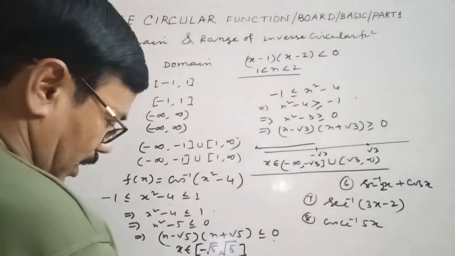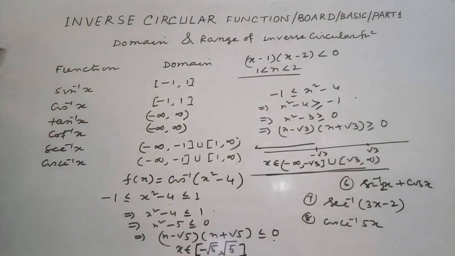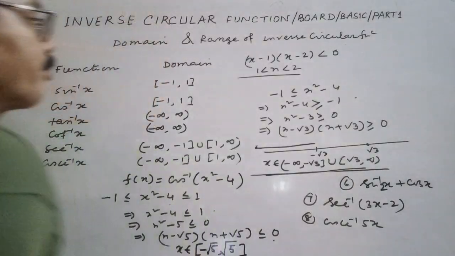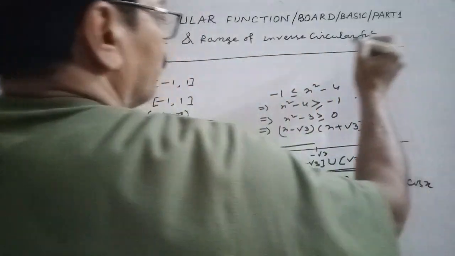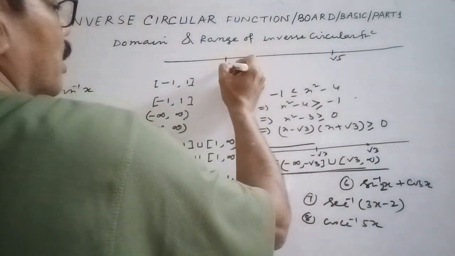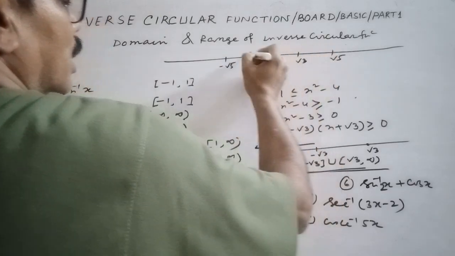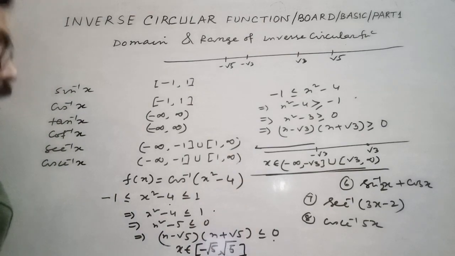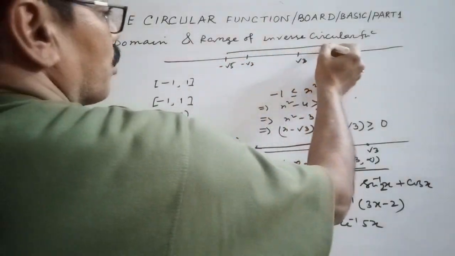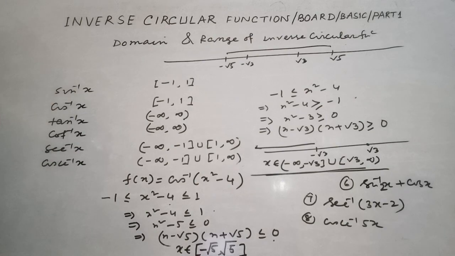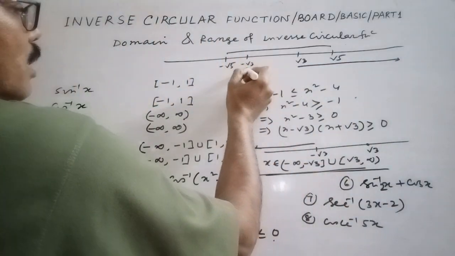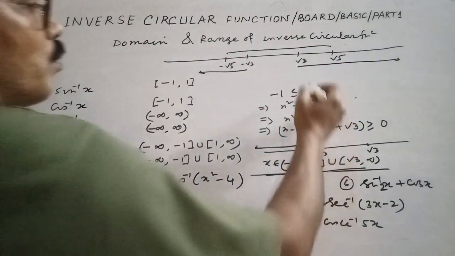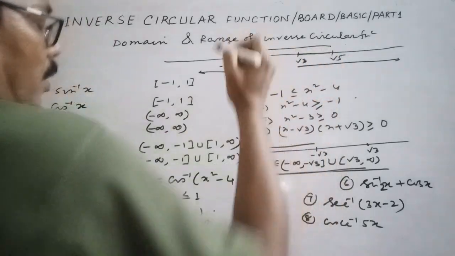Now you are getting two cases, this one and this one. Then we have to take the common part of this. So look, if we draw the figure, this is root 5, this is minus root 5, this is root 3 and this is minus root 3. First case, minus root 5 to plus root 5. And the second one, greater than root 3 and less than minus root 3. So what is the common part? Common part is this one and this one.